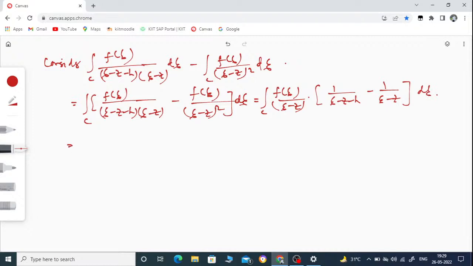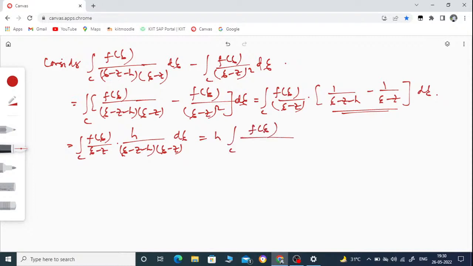Then simplifying again, this will be the integral over C of f of ζ divided by ζ minus z, into the subtraction, which again will be h divided by ζ minus z minus h times ζ minus z, dζ. So I can write this as h times the integral over C of f of ζ divided by ζ minus z minus h, times ζ minus z whole square, dζ. Okay, so this is my result.